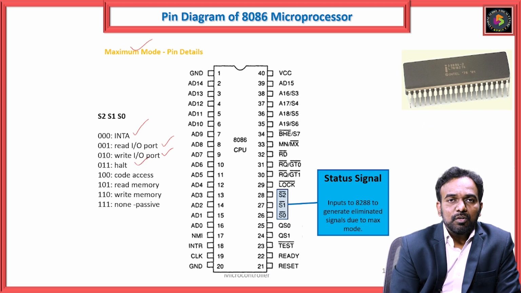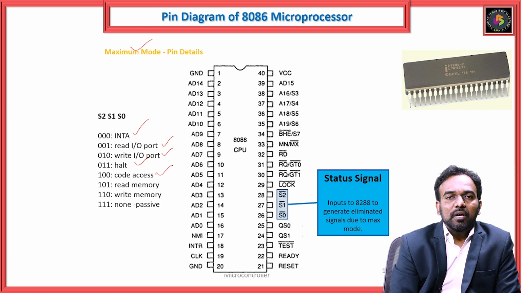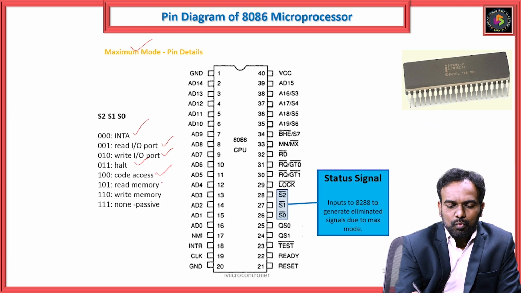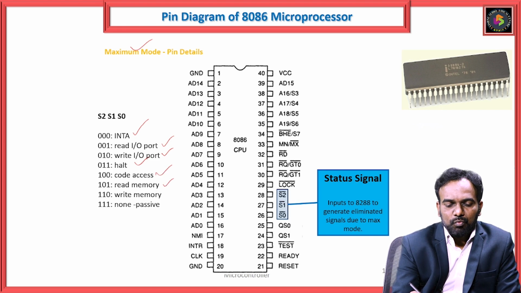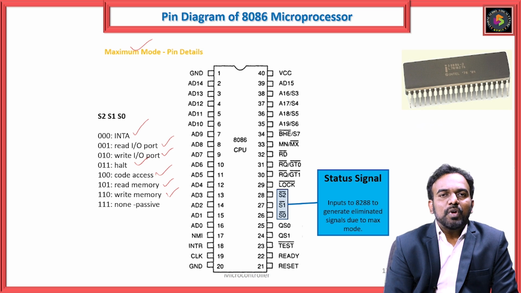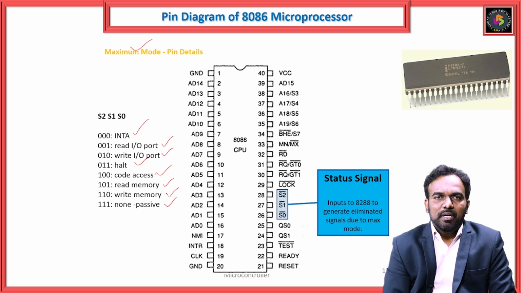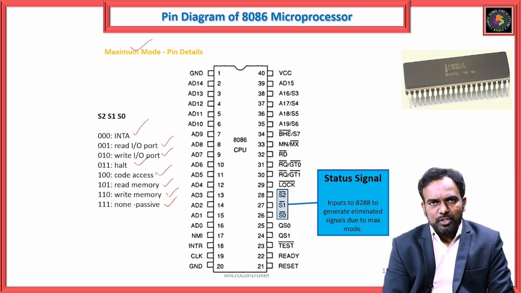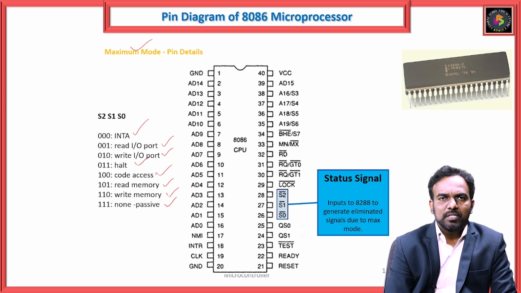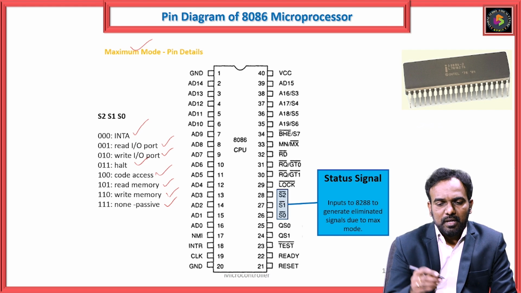For code access, we give the status signals 1, 0, 0. For read memory, we give 1, 0, 1. For write memory, we give 1, 1, 0. For the passive operation, we give 1, 1, 1 in the max mode operation. In that way, by giving the binary combination of inputs to the 8086 microprocessor, we can get the maximum operations in the maximum mode condition.